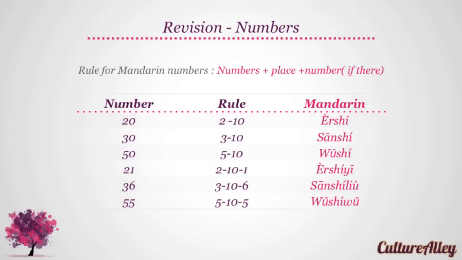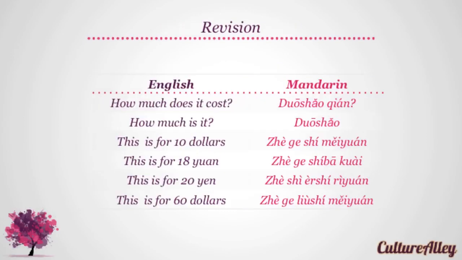21 breaks up to 2, 10, and 1, translating to 21. While 36, or 3, 10, and 6, becomes 36. Lastly, 55 is 5, 10, and 5, becoming 55. Wonderful! Now let's review some phrases that we've covered as well.